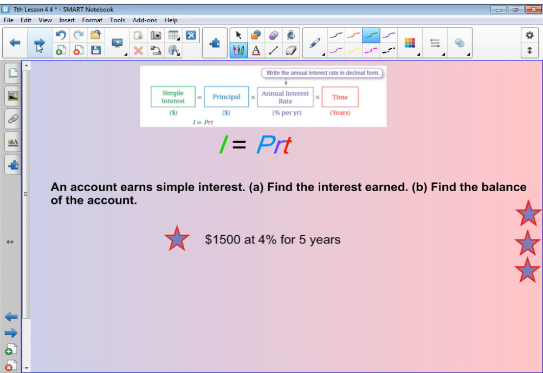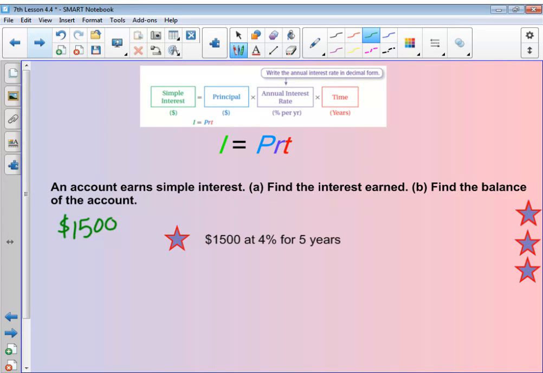So it says an account earns interest. Find the interest earned, and then find the balance of the account. So we're going to do two different things. Okay, so here we initially started out with $1,500. So I'm going to jot that off to the side. Now, we are going to earn interest on that $1,500. So we're going to act like this was a savings account.